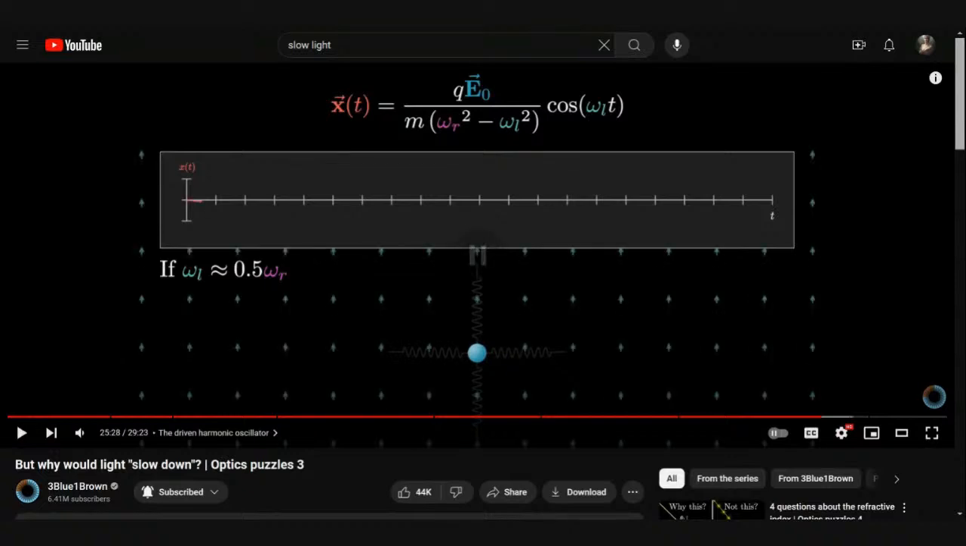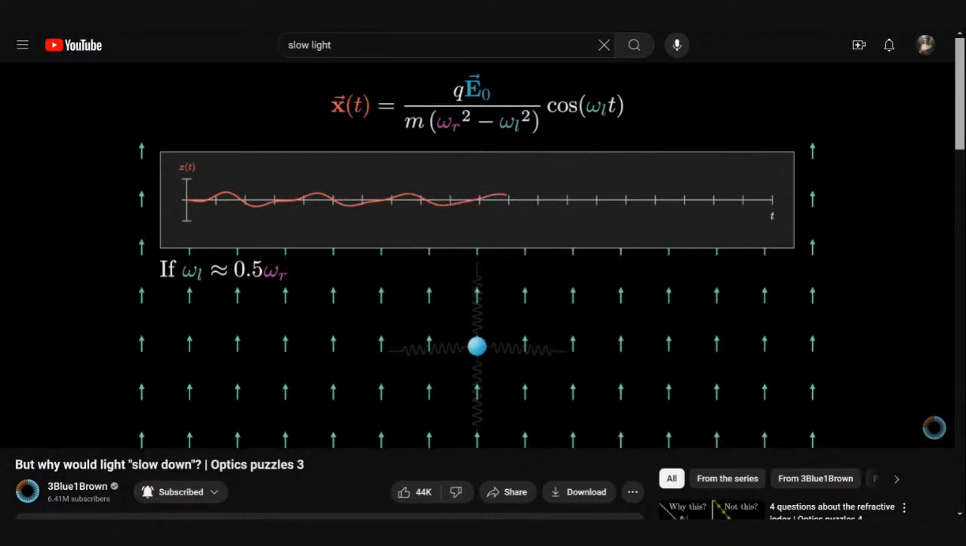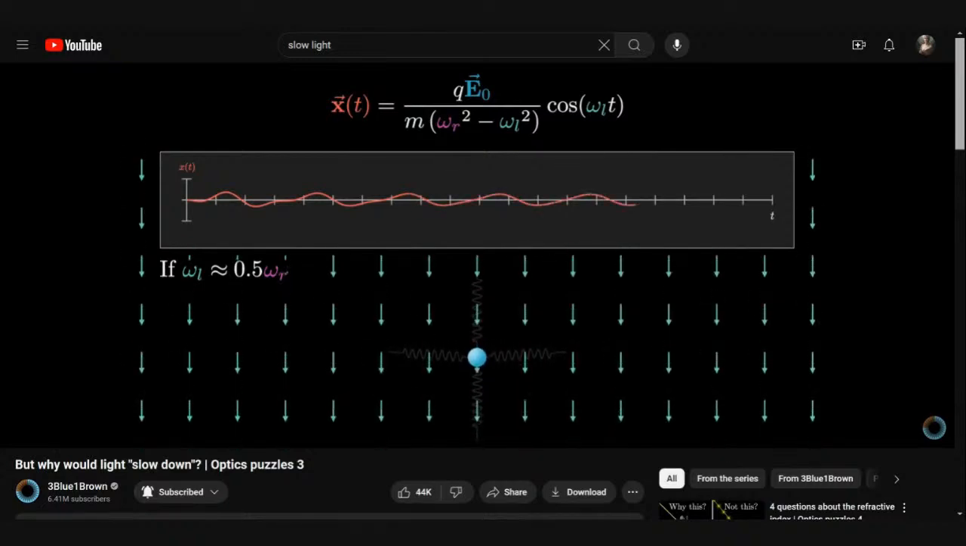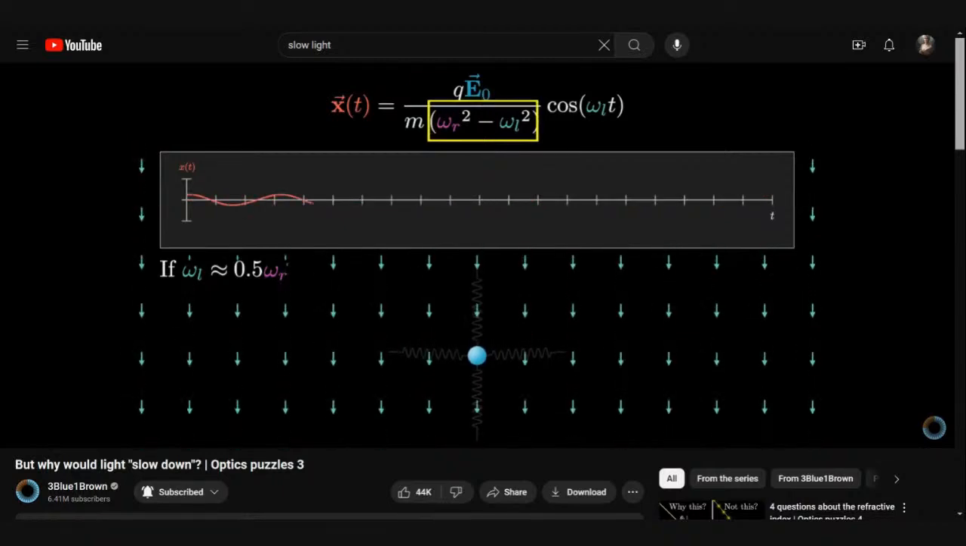The light frequency, omega sub L, is something much smaller than the resonant frequency. For this particular simulation, it takes a little bit of a moment before things get into their full swing. Eventually, it finds a nice sinusoidal motion, but the amplitude of that motion is much more modest in comparison. So what our equation is telling us is that the larger the difference between those frequencies, the bigger the denominator, so the smaller the overall wiggle to that charge.